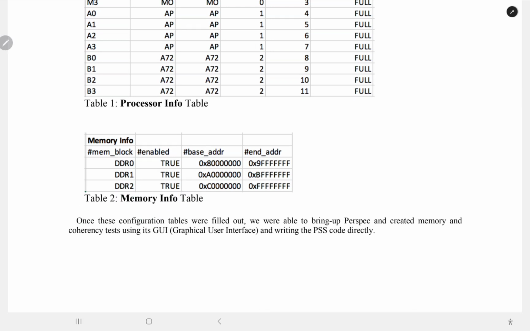When these configuration tables were filled out, we were able to bring up Perspec and create a memory and coherency test using either the GUI, graphical user interface, or by writing the PSS code directly.